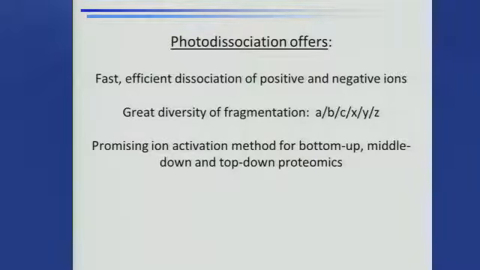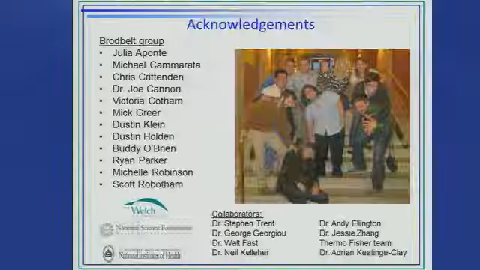So I think my time's almost up, so I'll say just a quick reminder to summarize the work. The UVPD really does offer a very fast, efficient dissociation of both positive and negative ions. The great diversity of fragmentation helps, in many cases, give high confidence in identifying and characterizing proteins. And it certainly seems to be a very promising activation method for the whole gamut, from bottom up to top down proteomics.